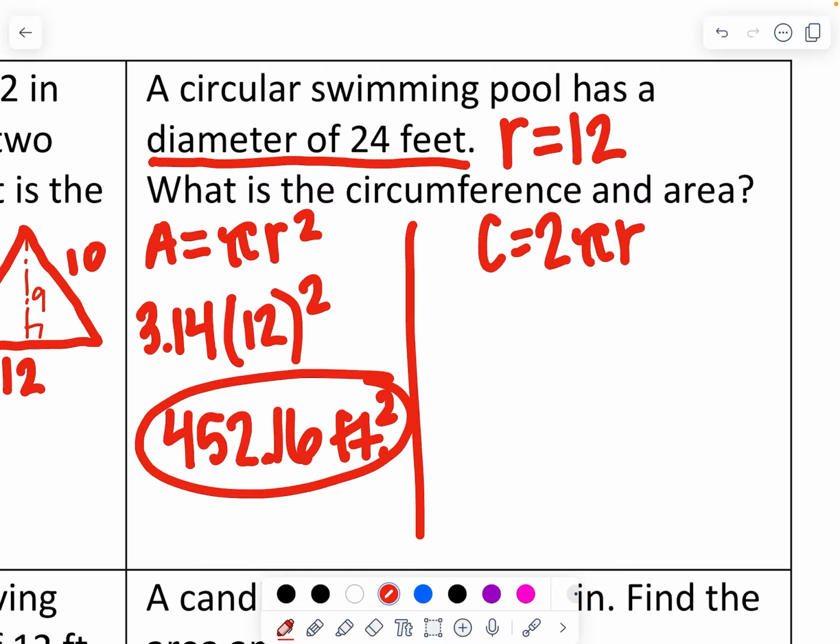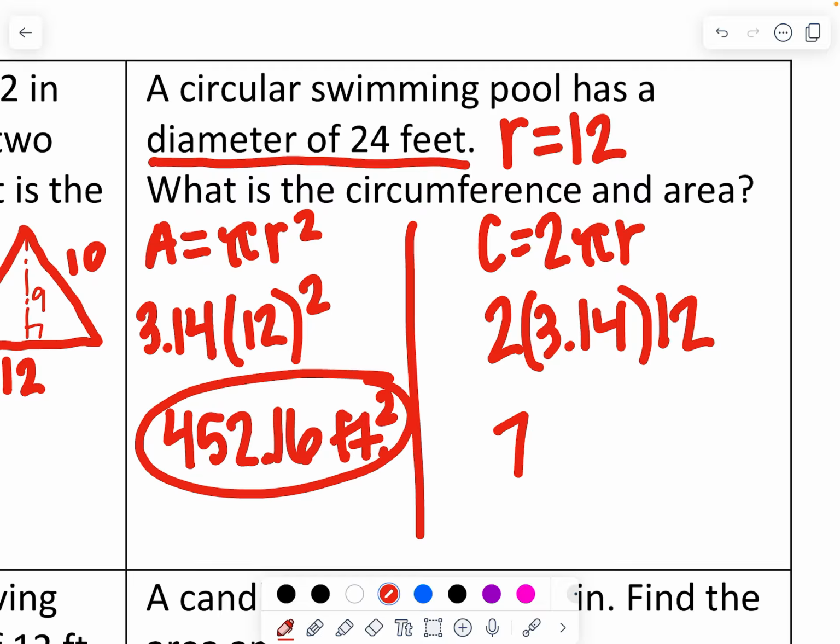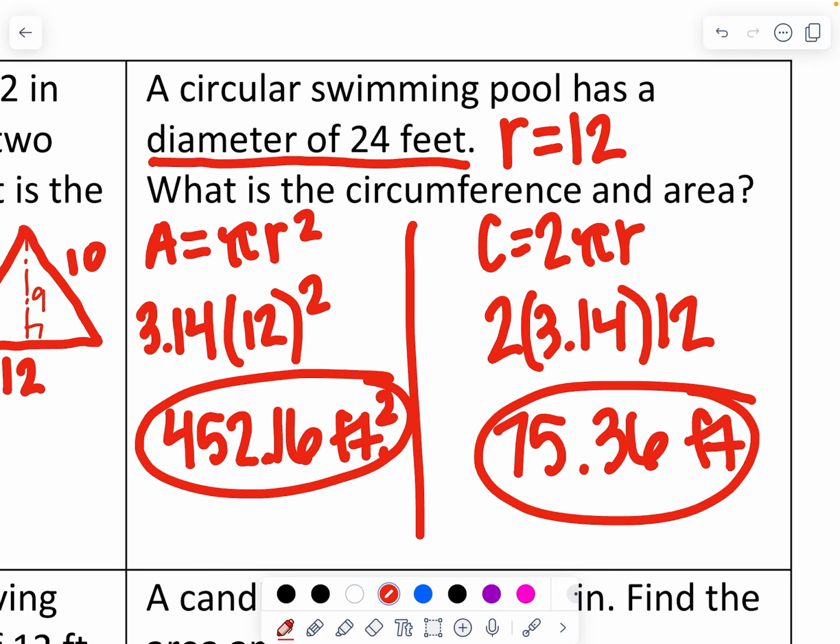Now for circumference, we have 2, and then our pi, which is 3.14, and then our radius, which we said was 12. And so this one, we're not going to square anything. We're just going to multiply straight across. So 2 times 3.14 times 12. And we would get 75.36 feet. And that's our answer.